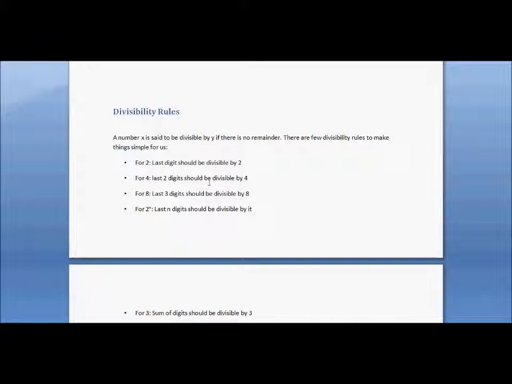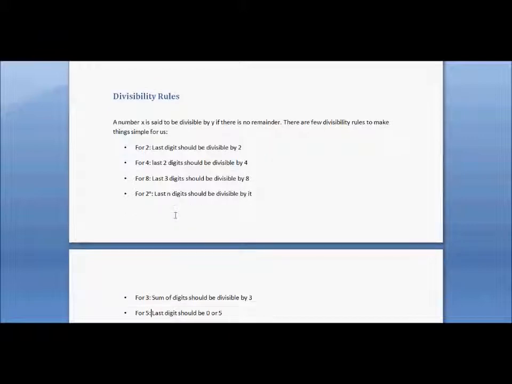Now let's come to the divisibility test for 4. It says we have to check the last 2 digits. If the last 2 digits are divisible by 4, then we say the whole number is divisible by 4. For 8, it's the last 3 digits. For that matter, for any number which is 2 raised to power n, if we have to check whether a number is divisible by 2 raised to power n, we have to look at the last n digits, and if the last n digits are divisible by 2 raised to power n, we say that the number is divisible by 2 raised to power n. This is how we check for any power of 2.